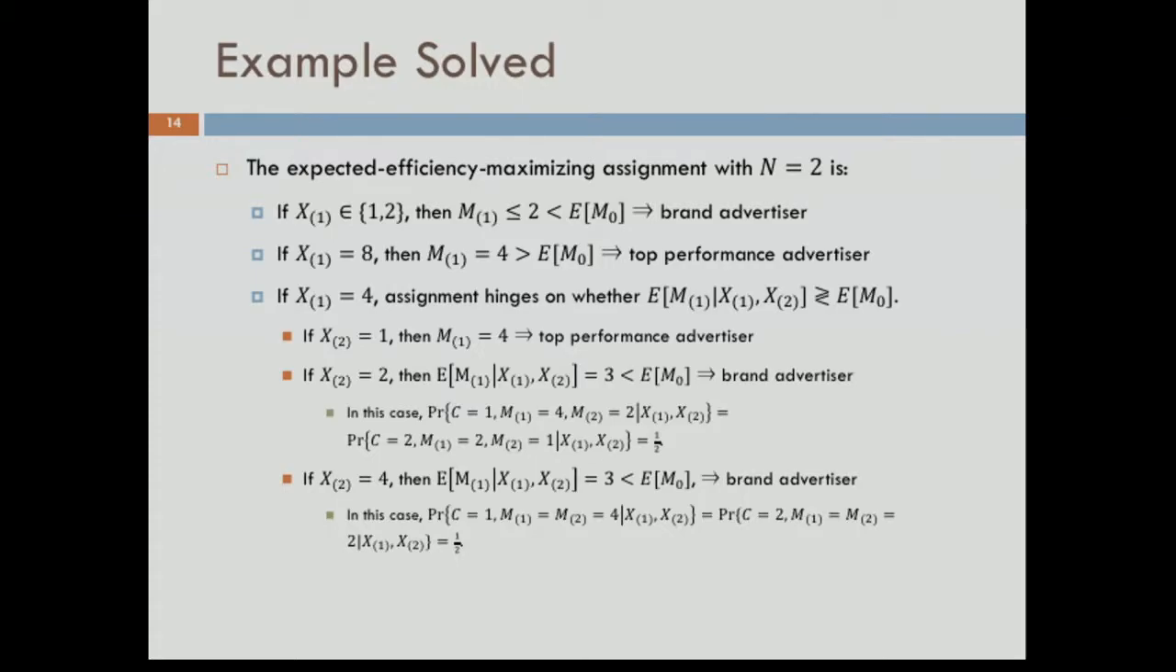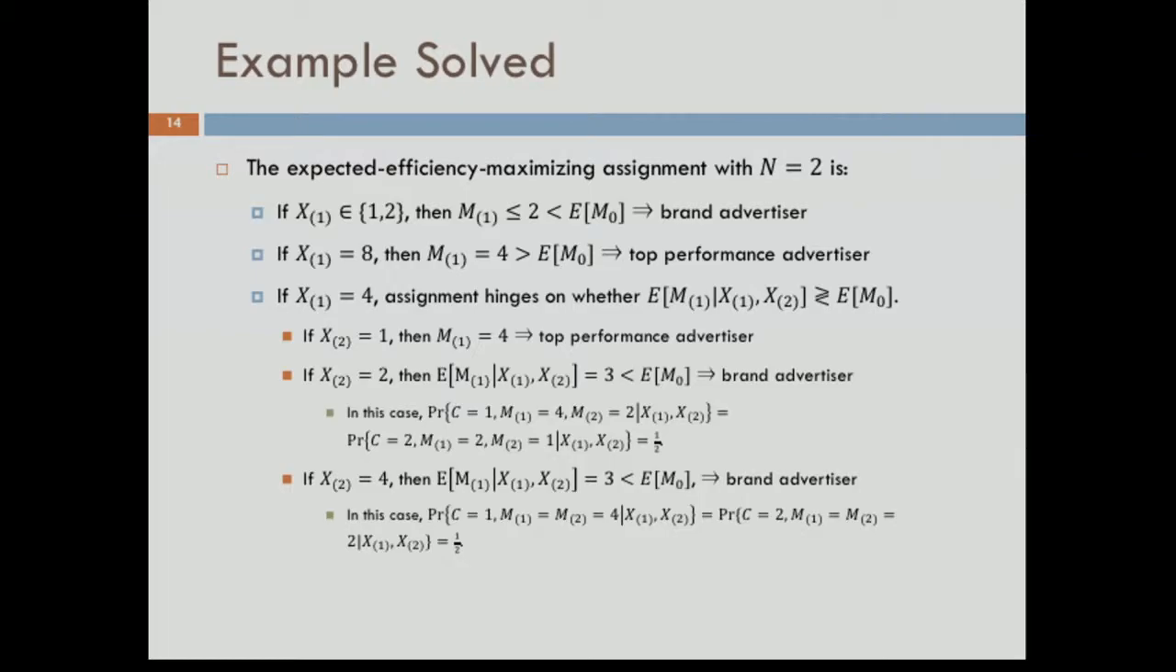If x1 is 8, we can infer for sure that the highest match value is 4, and that's bigger than the match value of the brand advertiser. So in that case, the item ought to be assigned to the performance advertiser. If x1 is 4, then it could be that M1 is 4, or it could be that M1 is 2. We don't know which. So the assignment hinges on whether the expected value of M1 given x1 and x2 is greater or less than the expected value of M0. And so the assignment ends up depending on the second highest bid.